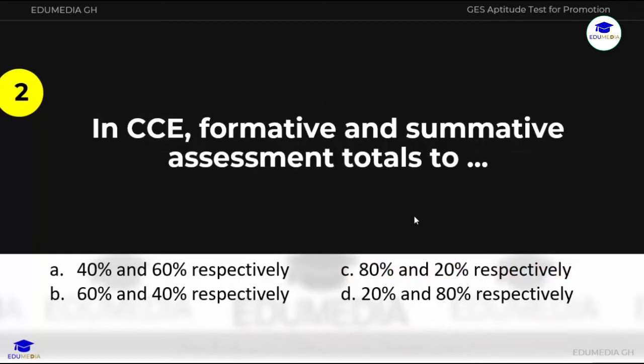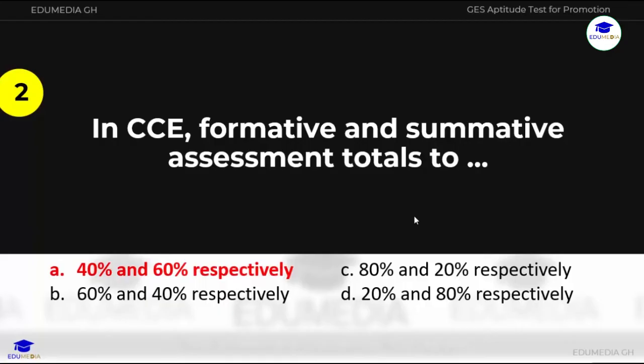Question number 2. In CCE, formative and summative assessment totals to A. 40% and 60% respectively, B. 60% and 40% respectively, C. 80% and 20% respectively, D. 20% and 80% respectively. The correct answer here is A.